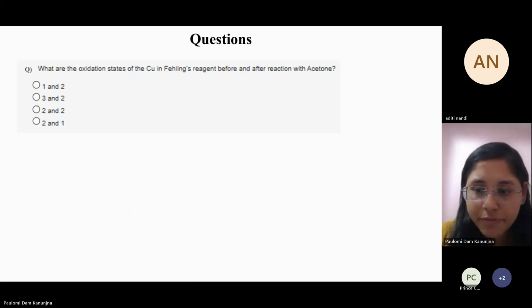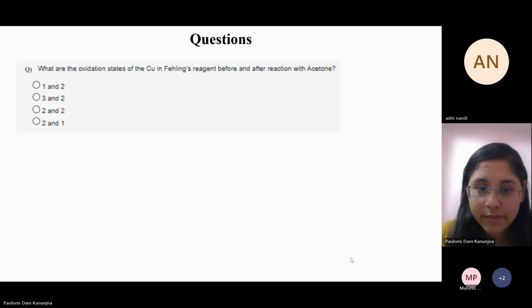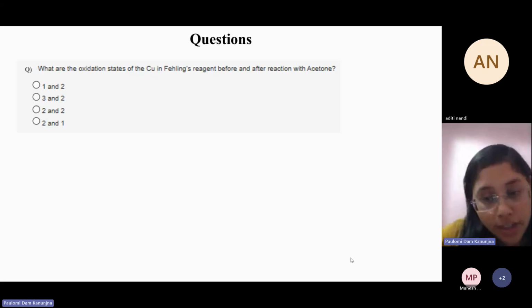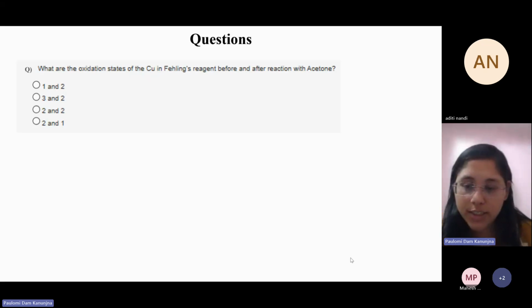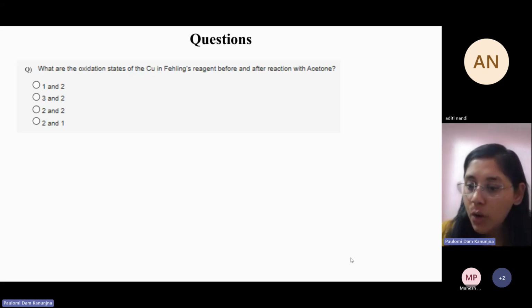Yes, 2 and 1, madam. Someone says 2 and 1. Does anyone else have any other answer? Maybe I'll wait for a few more seconds. I am on the chat screen, so you can also type your answers; I can see them. Someone says 2 and 4, others say 2 and 1, 2 and 2. Okay, anyone else?